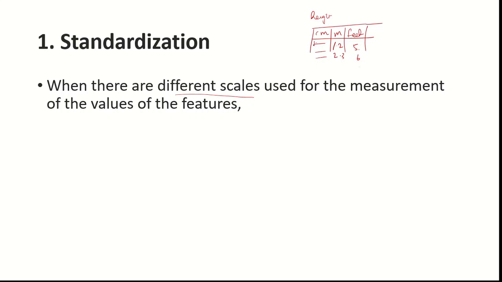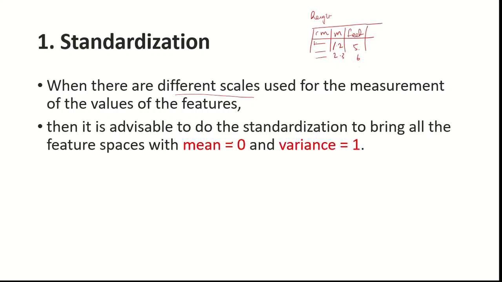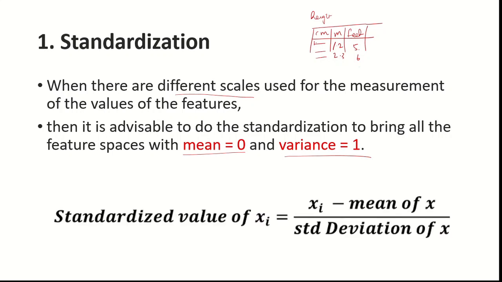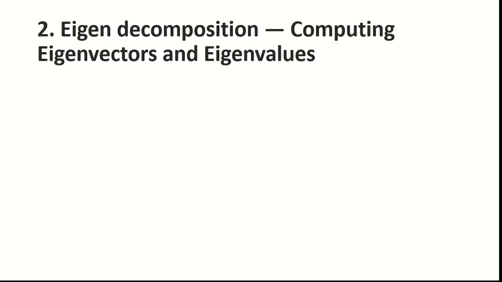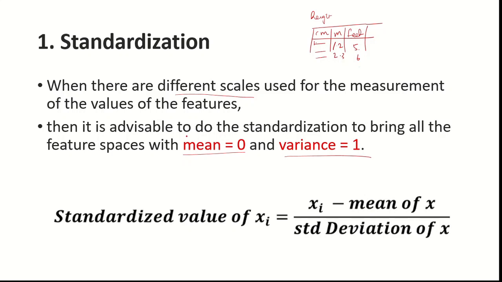So these values will be in different ranges, so in different scales. So we have to first standardize all these things. It is advisable to do the standardization to bring all the feature space to mean value 0 and variance 1. That is the condition. And this is the equation we use for standardization: standardized value of xi is equal to xi minus mean of x divided by standard deviation of x. So it's a mathematical term. You remember this is our aim by standardizing: variance should be 1 and mean is 0.